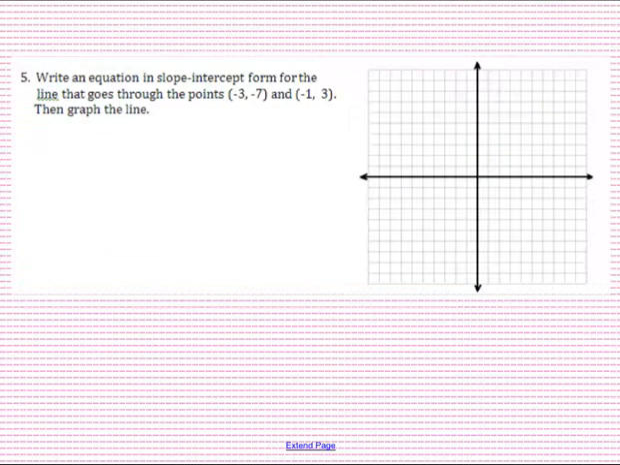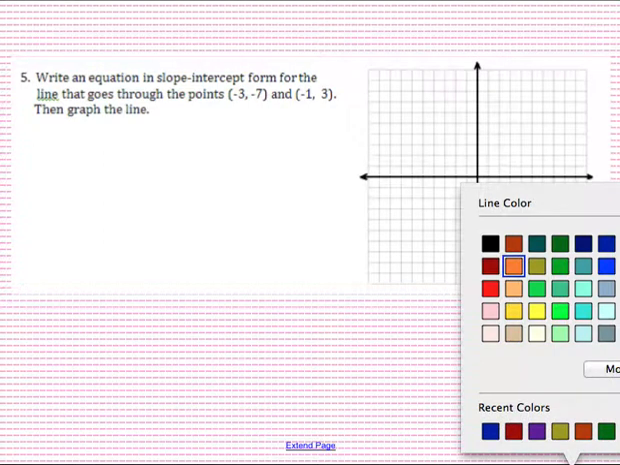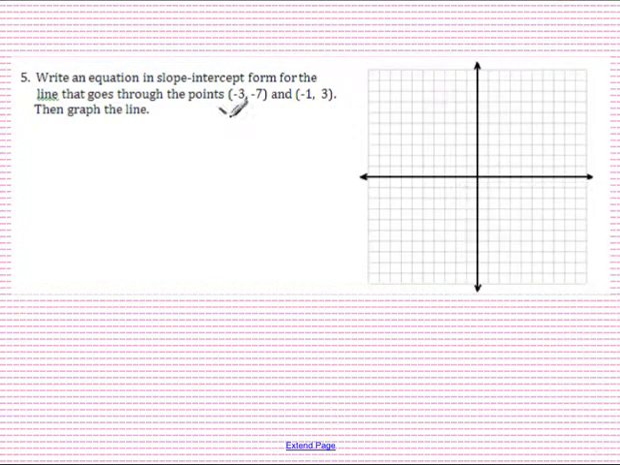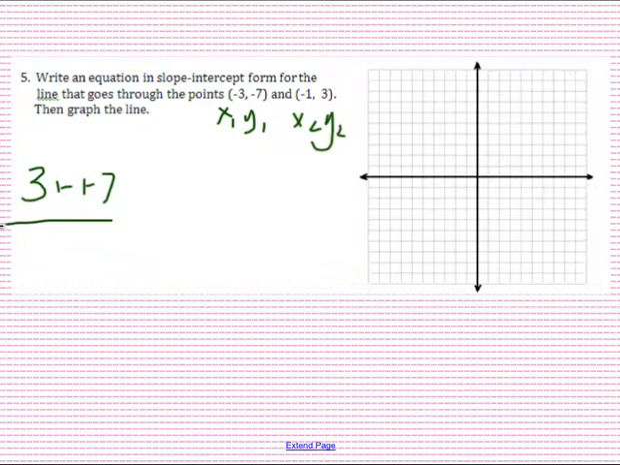Alright, let's take a look at number 5. So for number 5, write an equation in slope-intercept form for a line that goes through these points. So again, because we have 2 points, we have to calculate out the slope first. So we have x1, y1, x2, y2. So then I'm going to do y2 minus y1, negative negative has become plus plus, divided by x2 minus x1. Okay? So minus a negative is also going to become plus a positive.